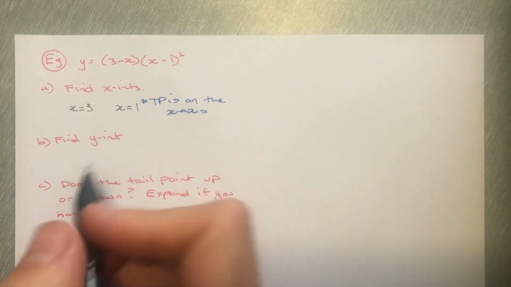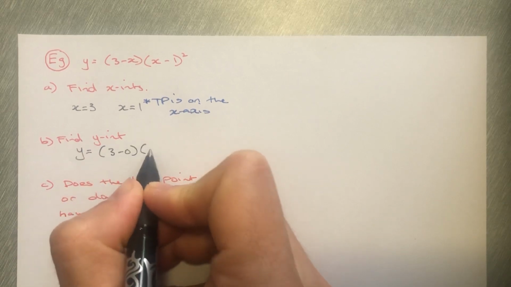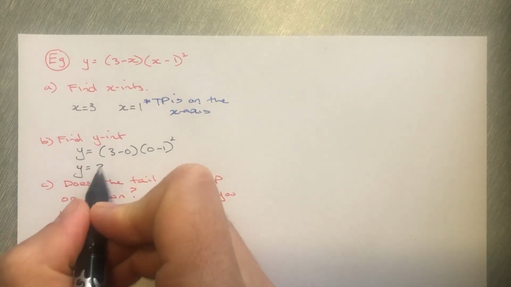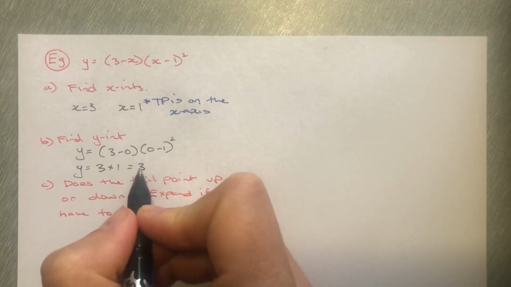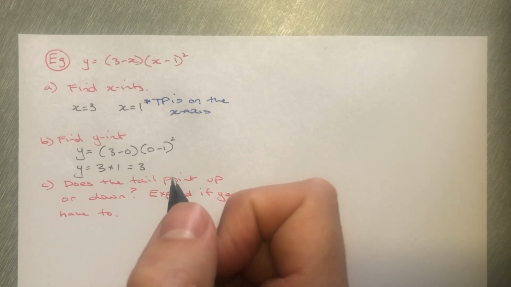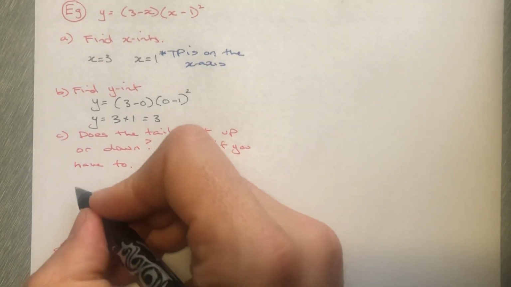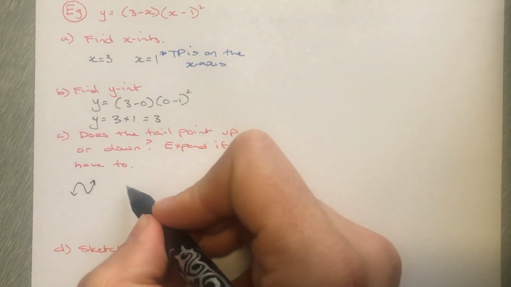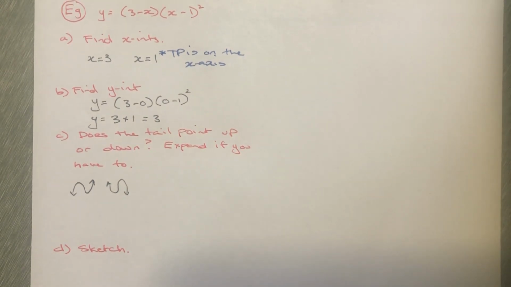We want to find the y-intercept, make x equals 0. So that should be 3 times -1 squared is 1. So the y-intercept should be at 3, I think. Yep, 3. All right, now we want to find out what the shape is. Do we want it to go, or is it going to go like that, tail up? Or is it going to go like that, tail down?